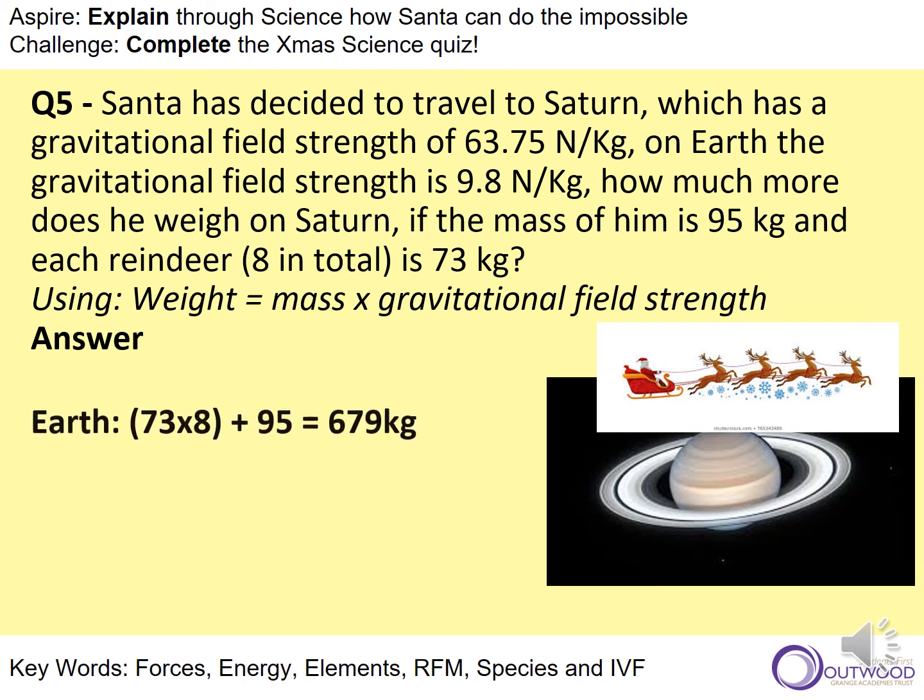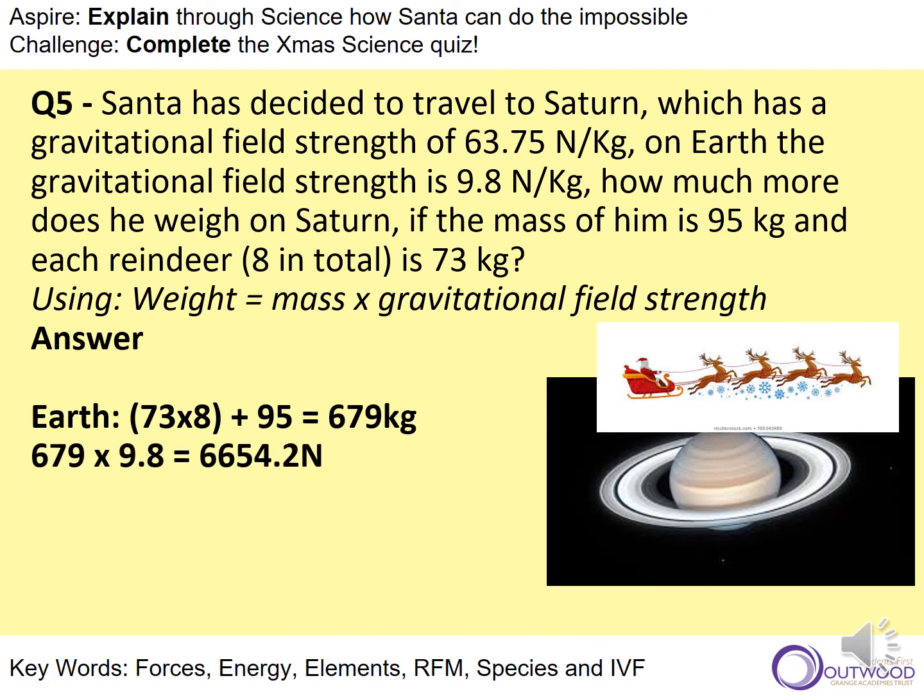So what do we need to do first? We need to work out the mass of all the reindeer and Santa together. So bracket 73 times 8, because that's the reindeer mass, add the 95 and you get 679 kilos. Then you have to times that 679 by 9.8 to work out the weight, which is 6,654.2 newtons. So that's what you need to do for Earth.